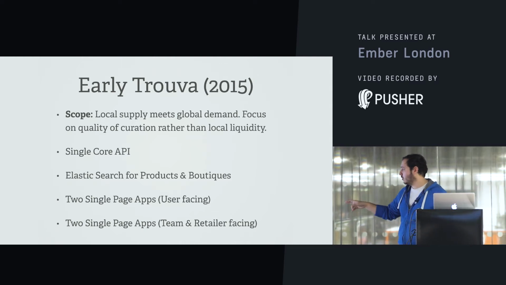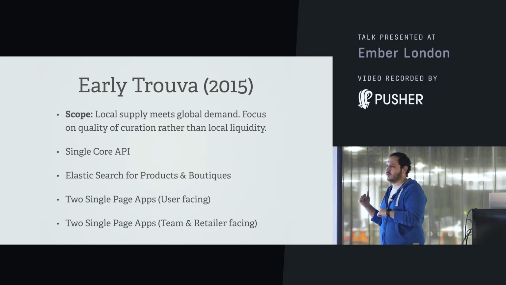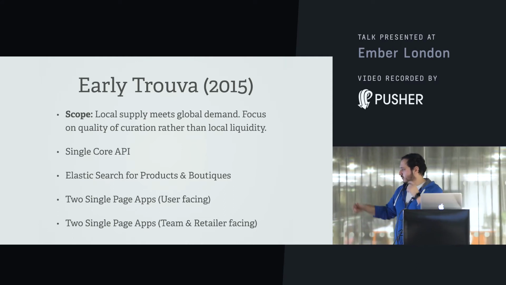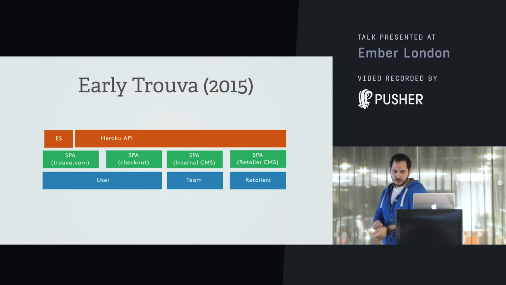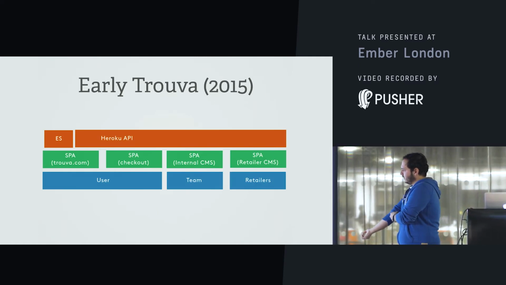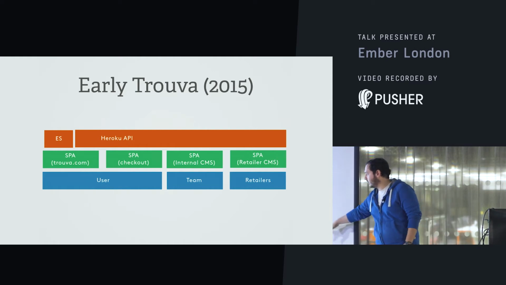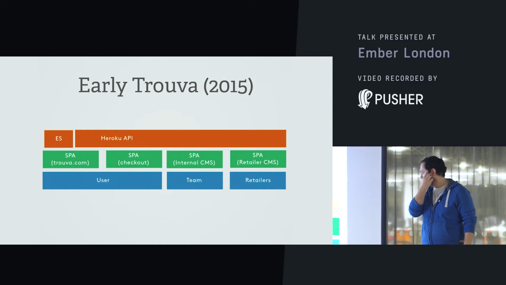We still kept our core API, which was built in Node.js, but we moved it over to Heroku since Node.js closed down. And again, similar to before, we still kept Elasticsearch for the products and boutiques. So this is what it looked like at the time. We had our 4 single-page apps. We had 1 JavaScript API and our Elasticsearch instance.